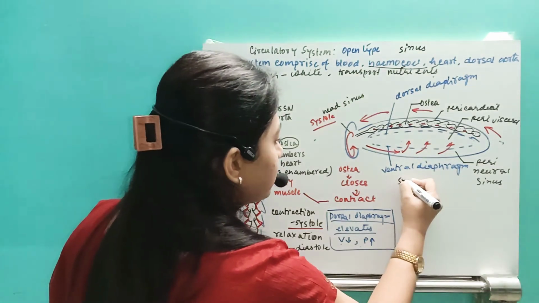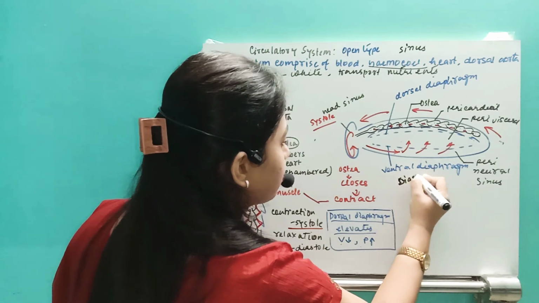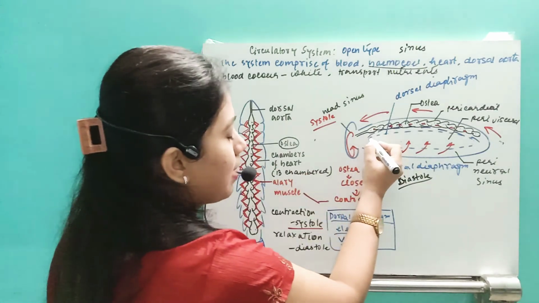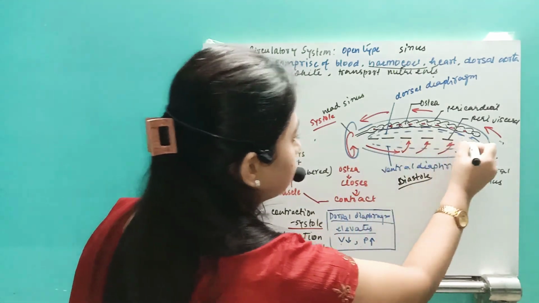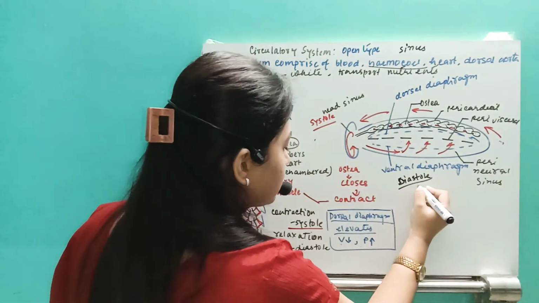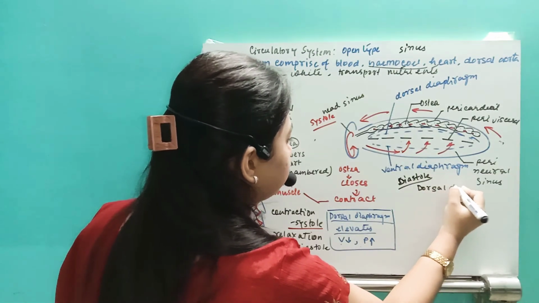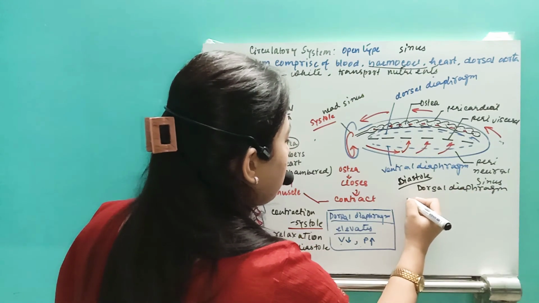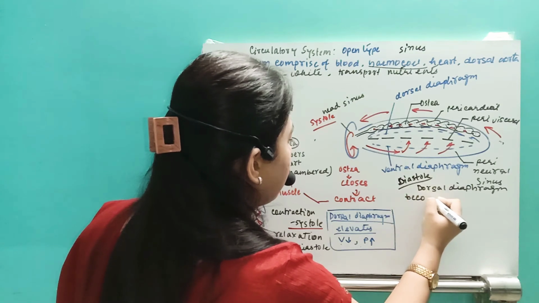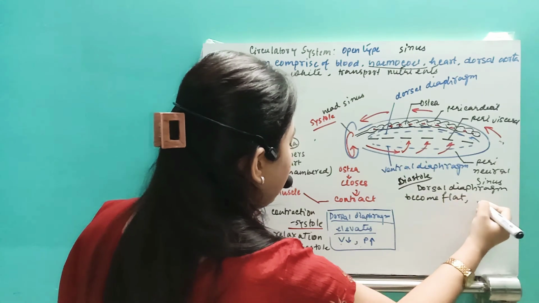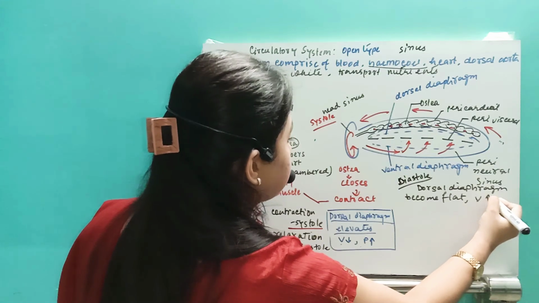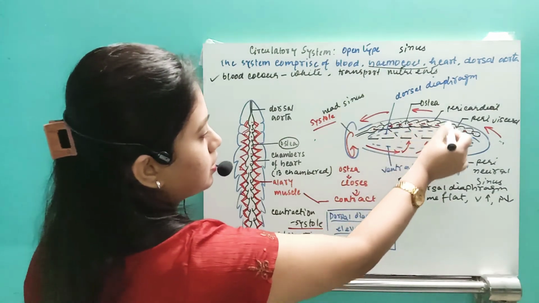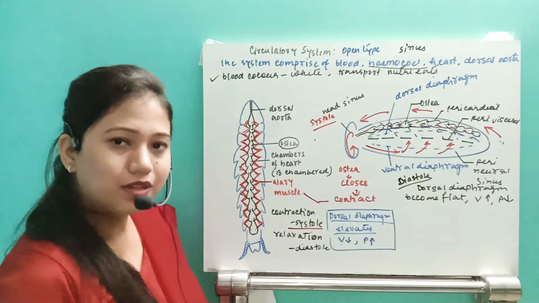Whenever diastole has to occur, what will happen? This dorsal diaphragm will go and flatten. So here you just see the dorsal diaphragm become flat, and volume increases and pressure decreases. See, volume has been increased now, this much is the volume, right? As the volume is increased, the pressure will decrease.